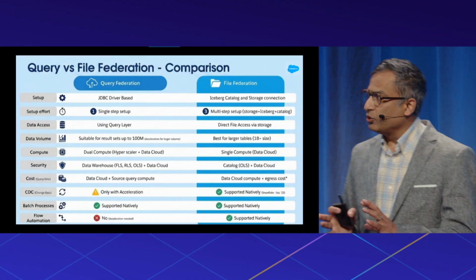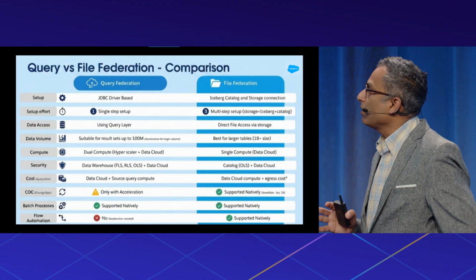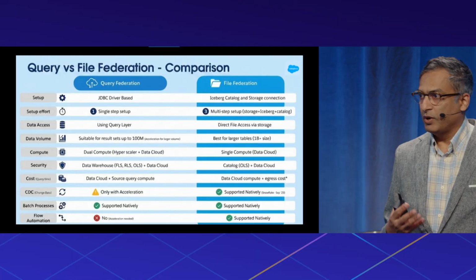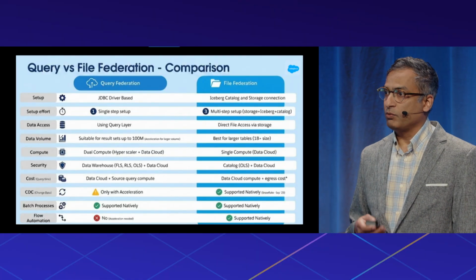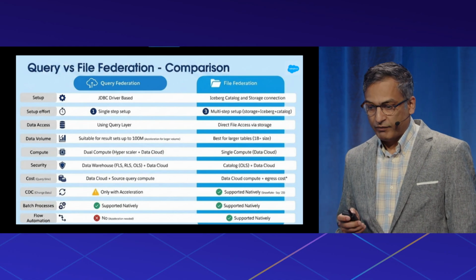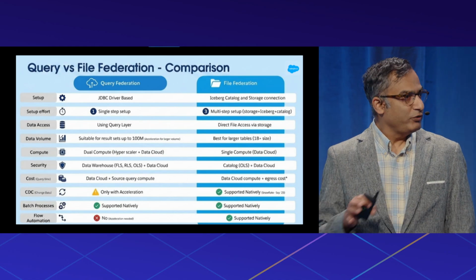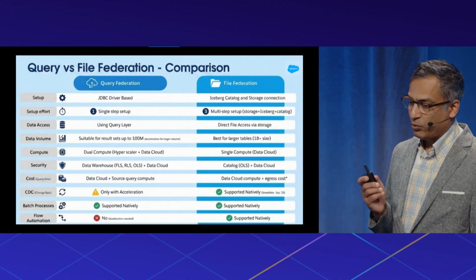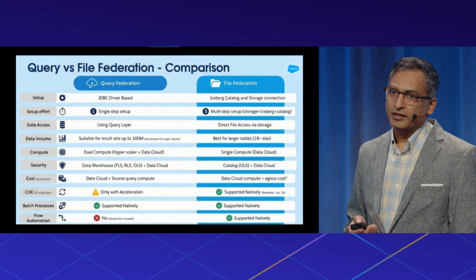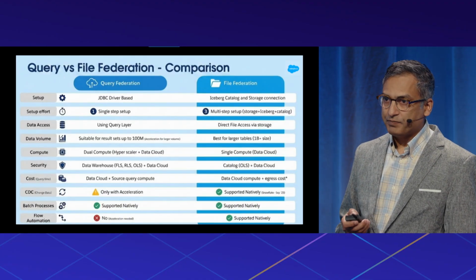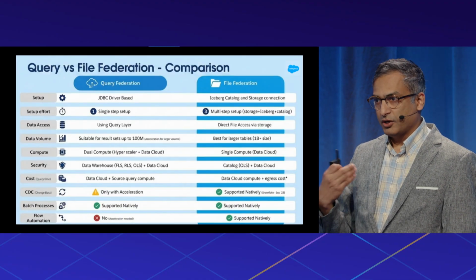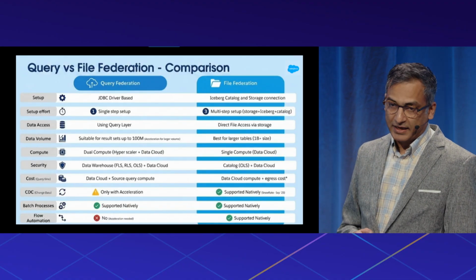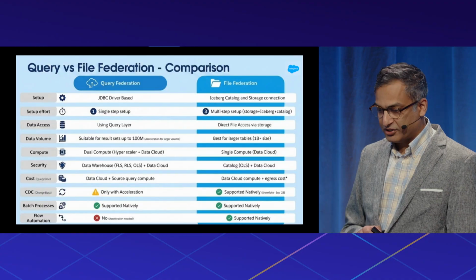So we spoke about the two different modes, right? Let's take a deeper look into query versus file. How do they compare? And how should you think about it when you're going through the process of understanding which one works best for your case? So from a setup perspective, for those of you who use zero copy query federation, you're just a JDBC connection away, right? One connection, you're all done. With file federation, you would require the use of a catalog and a storage connection because you have those two different layers that are in play here. Again, from a setup perspective, single setup versus a multi-step.